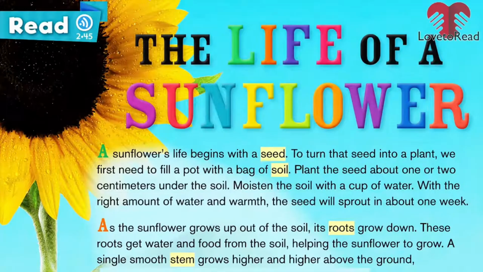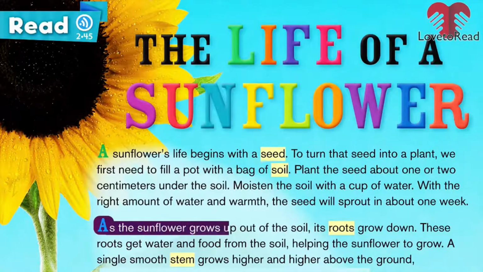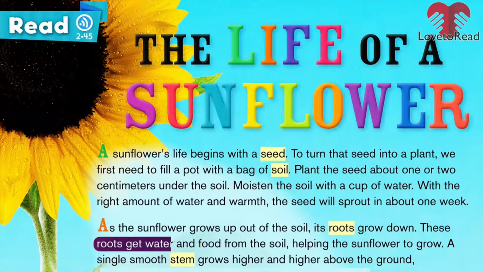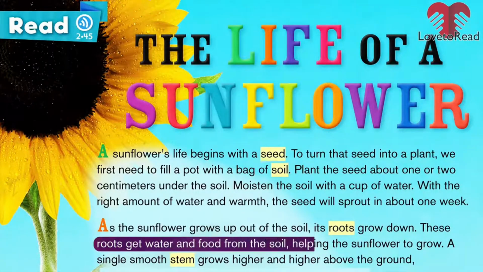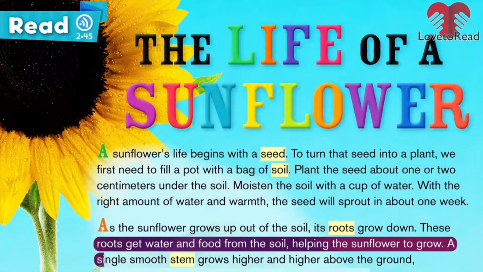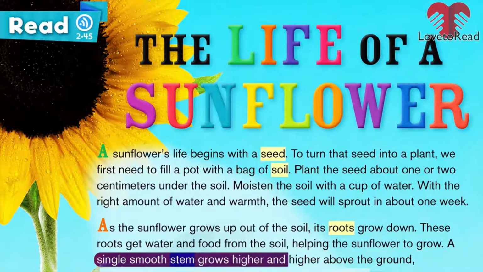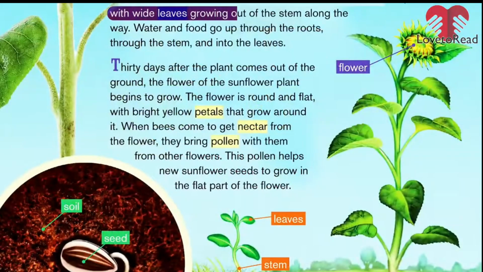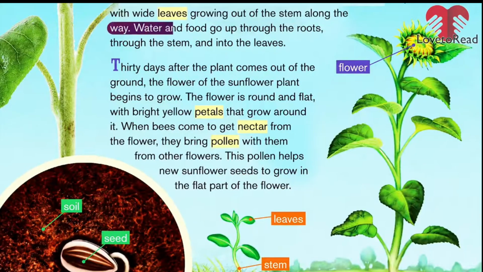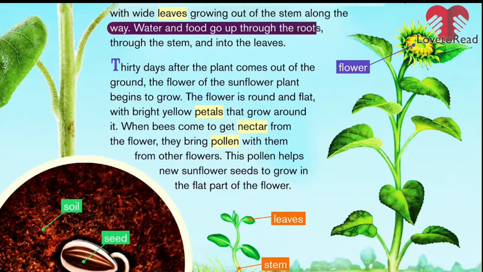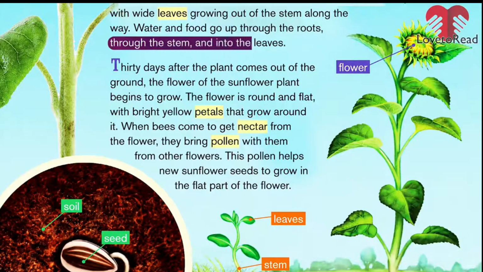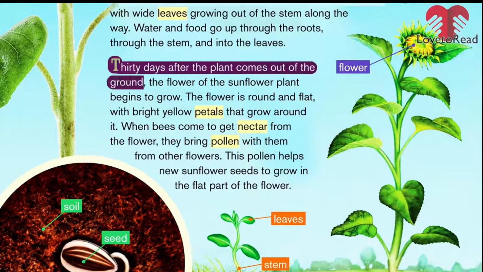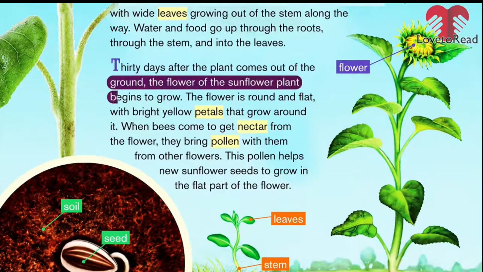As the sunflower grows up out of the soil, its roots grow down. These roots get water and food from the soil, helping the sunflower to grow. A single smooth stem grows higher and higher above the ground, with white leaves growing out of the stem along the way. Water and food go up through the roots, through the stem, and into the leaves. 30 days after the plant comes out of the ground, the flower of the sunflower plant begins to grow.